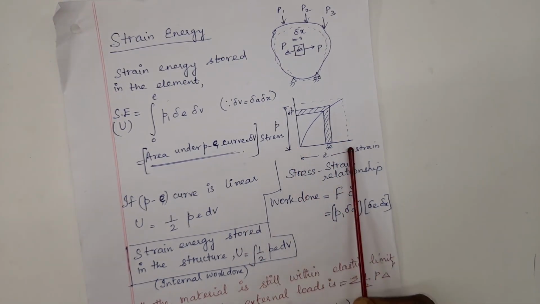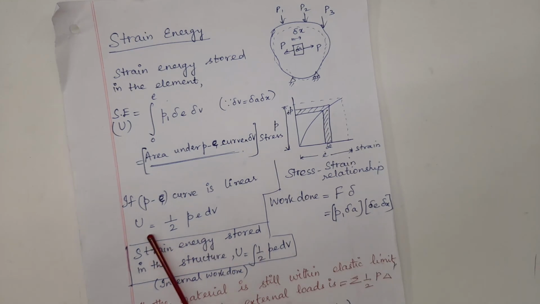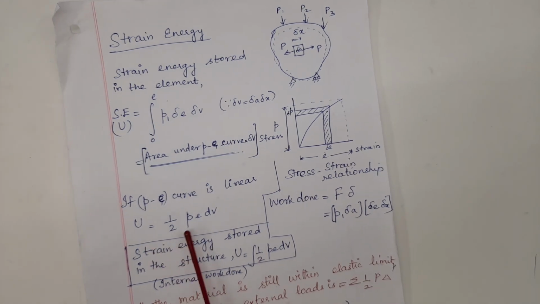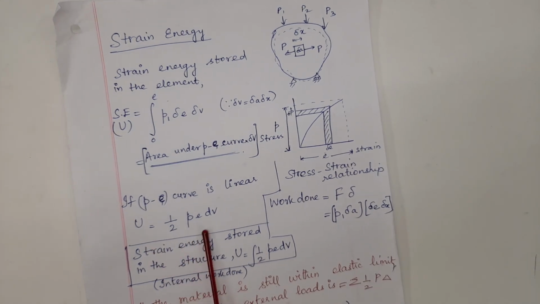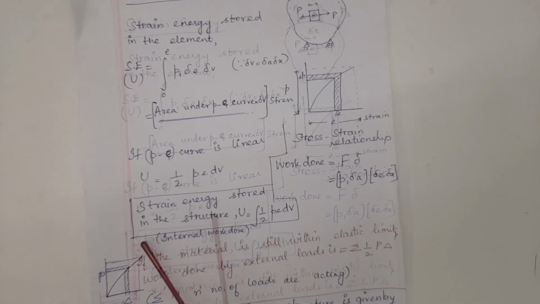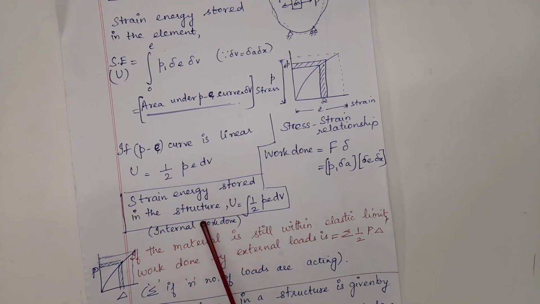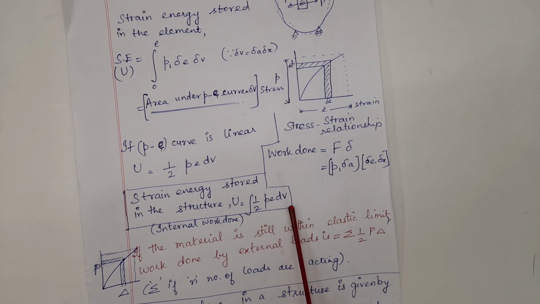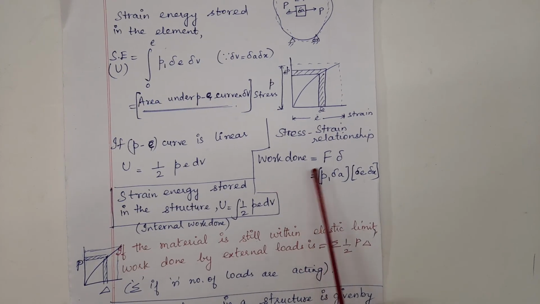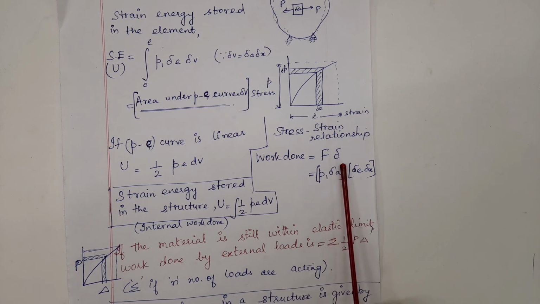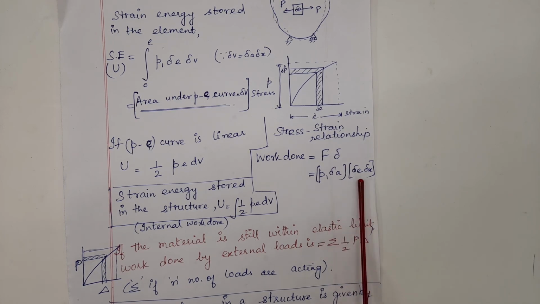So half into base into height. I write here strain energy as half into base into height, the area of this linear triangle. So strain energy stored in the structure, if it is nonlinear, I can give it as U equal to integral half P into E into dV. Work done is given as force into displacement. So stress into area is force and displacement is given as strain times delta X.